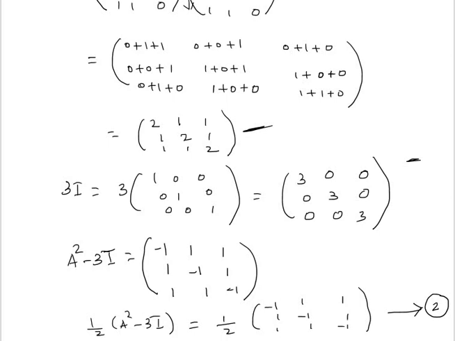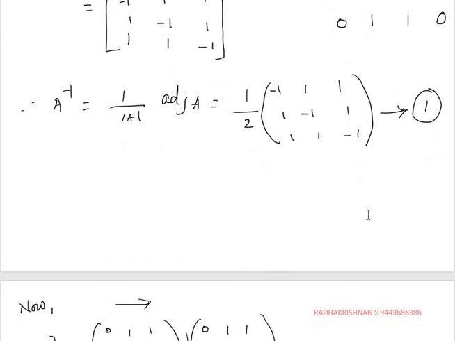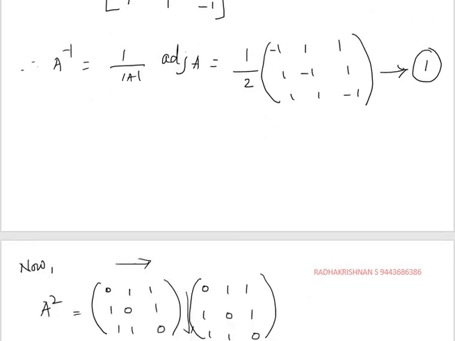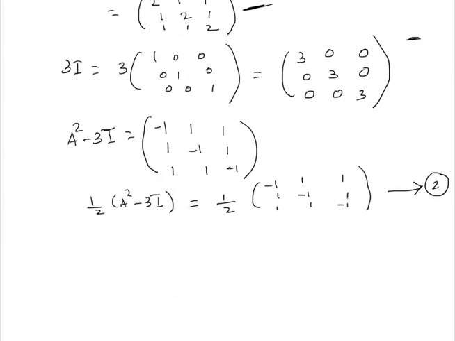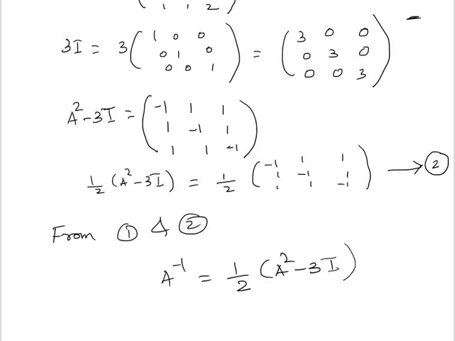Now compare 1 and 2. Check whether the LHS and RHS are equal. They are equal. The left hand side also is 1 by 2 into minus 1, 1, 1; 1, minus 1, 1; 1, 1, minus 1. Here also the same thing I got. Understood? Therefore, from 1 and 2 we get A inverse is equal to 1 by 2 into A square minus 3I. Understood? Hence, proved. This will be a long answer question, a 5 mark question. Right?